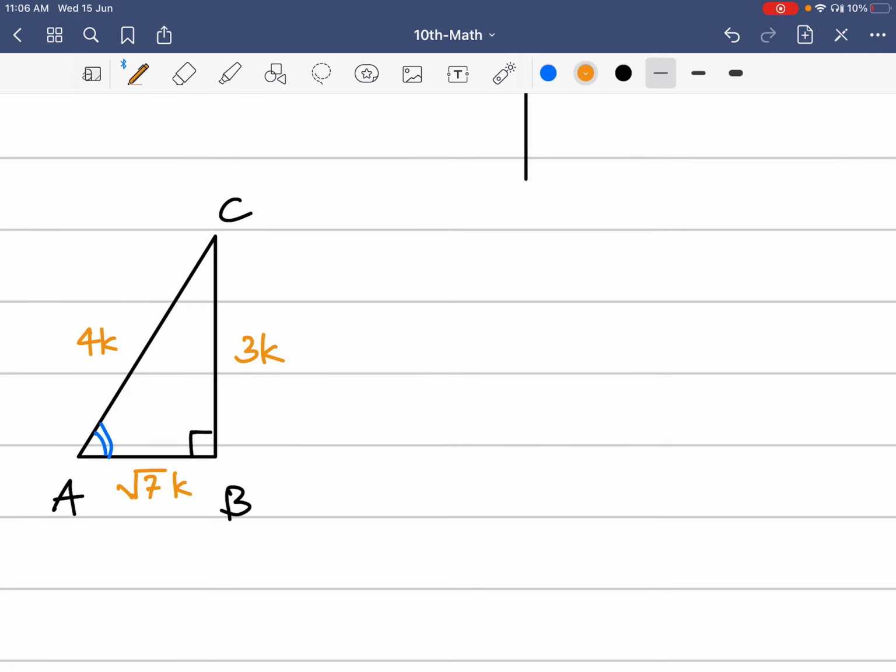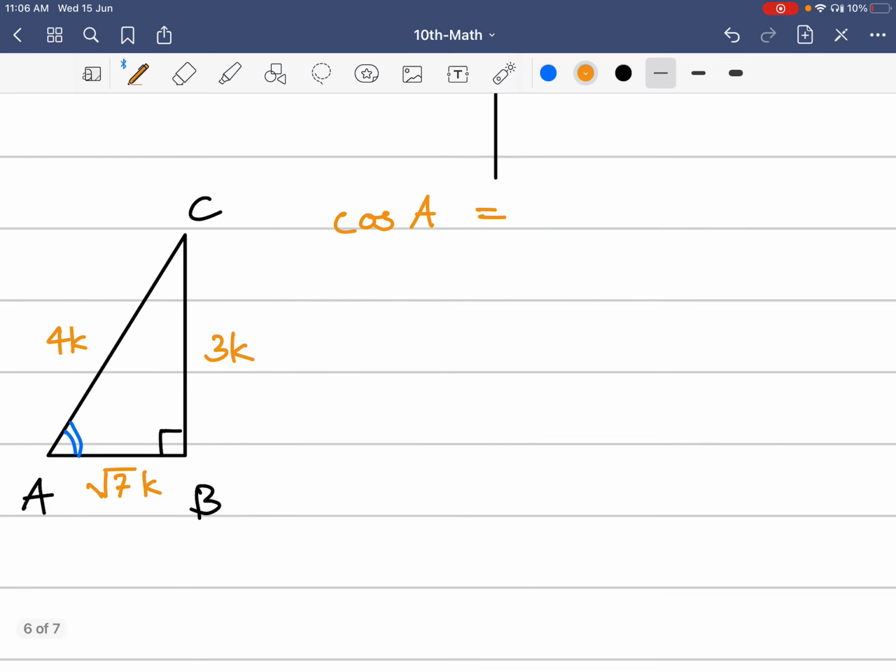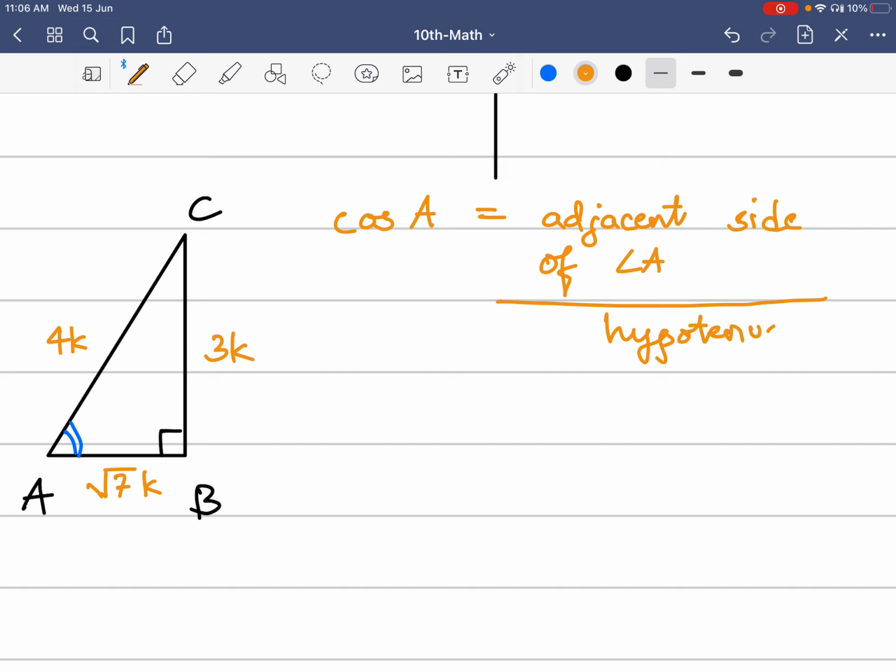Now what is cos of A? Cos of A, by definition, we know it is equal to the adjacent side of angle A, the whole divided by the hypotenuse. Okay, this is the definition of cos of A. Now what is the side adjacent to angle A? It's AB, and the hypotenuse is AC.